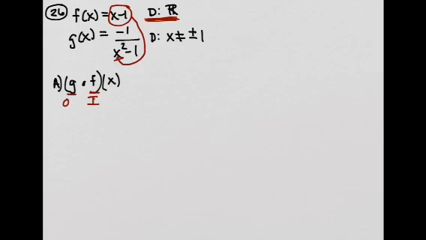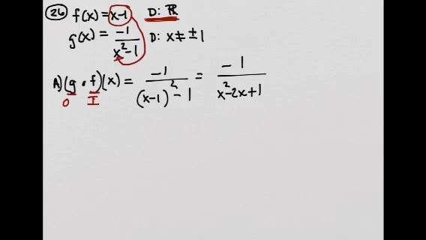So let's go ahead and do the algebraic manipulation of g of f of x. So negative 1 over this. And in the parentheses, we put in f of x. And then we simplify. So that's negative 1 over x squared minus 2x plus 1. Don't forget about the 1 out here, minus 1. So then that gives me negative 1 over x squared minus 2x. Because this 1 minus 1 is 0.